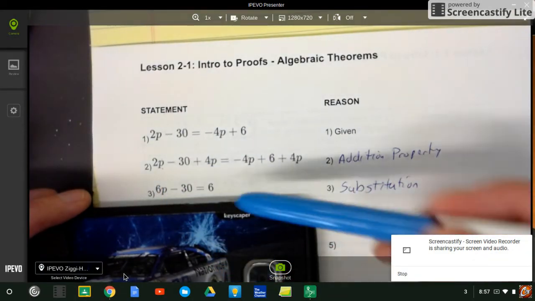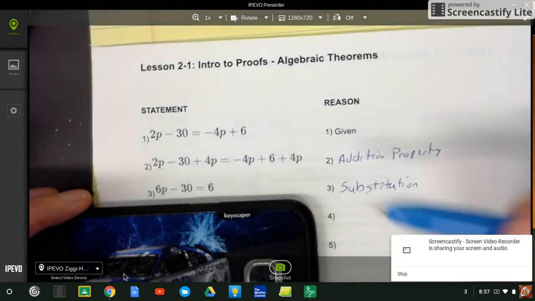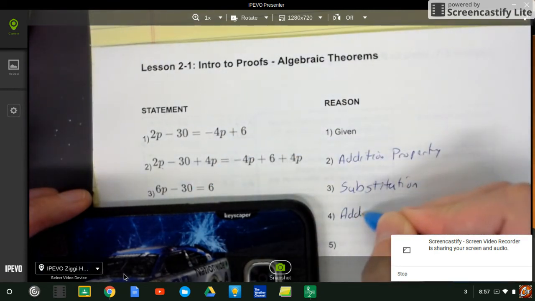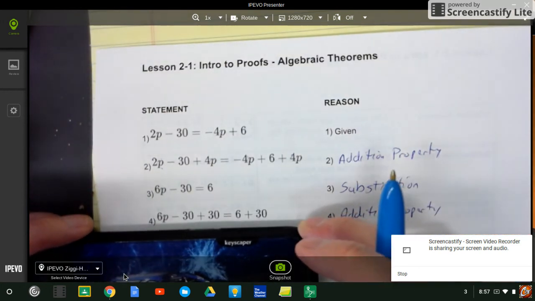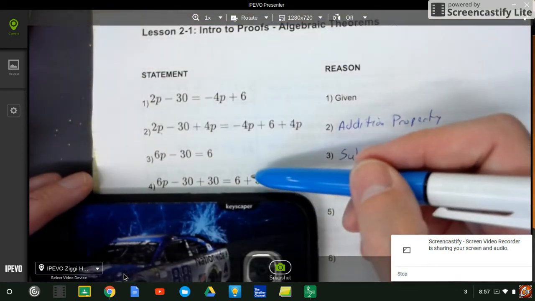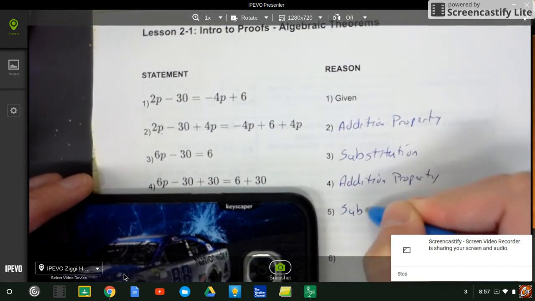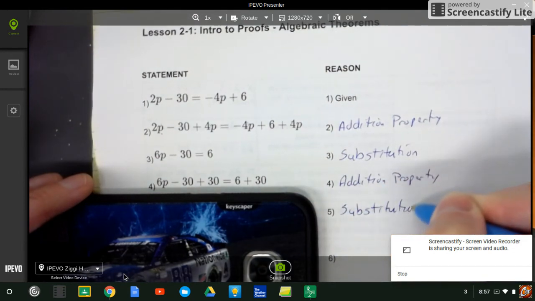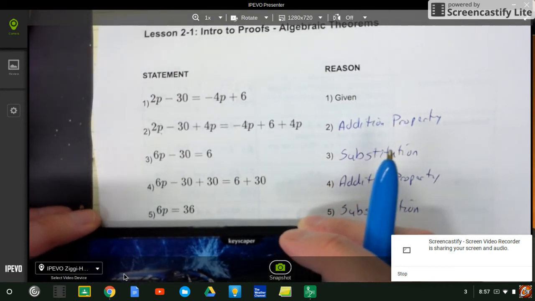Now what do I want to do next? Well, I want to move 30 over here. Moving 30 means I want to add 30 to both sides. So there we are: addition property. When I add 30 to both sides, it looks like that. Now I want to simplify it, replace this with what it equals. Replace: substitution. Replacing 6 plus 30 with 36, and that gives me this.